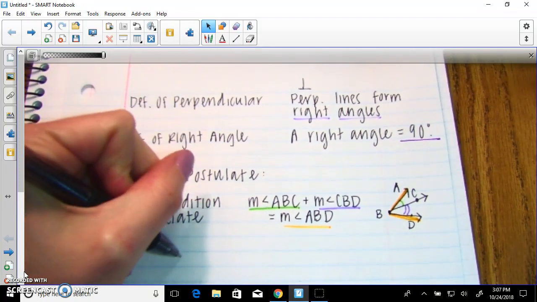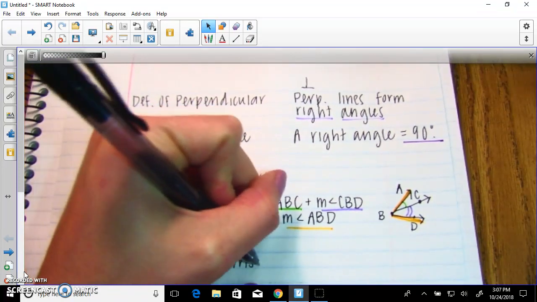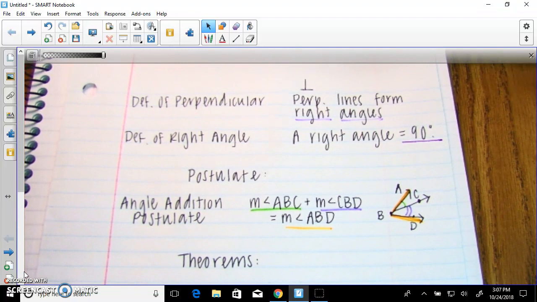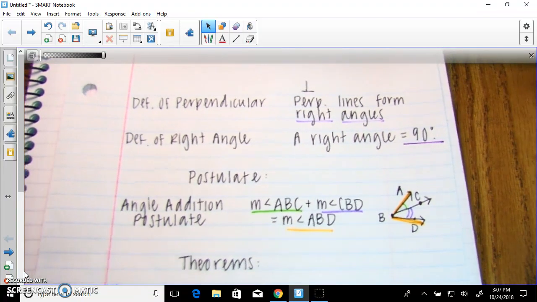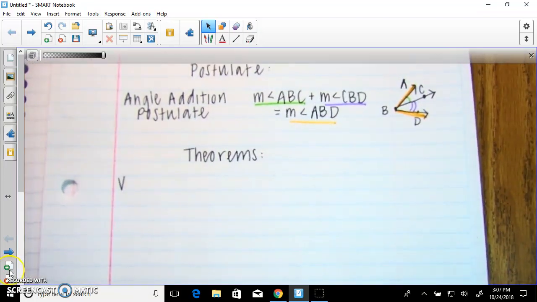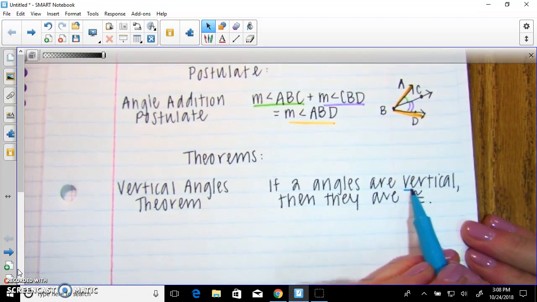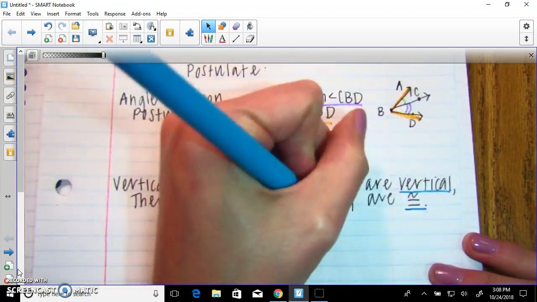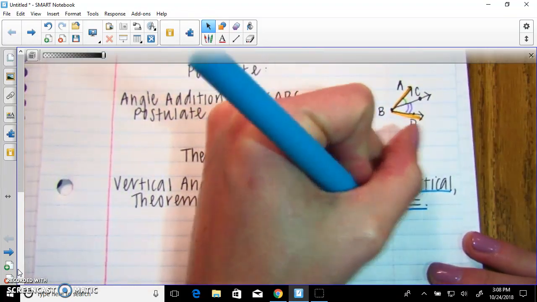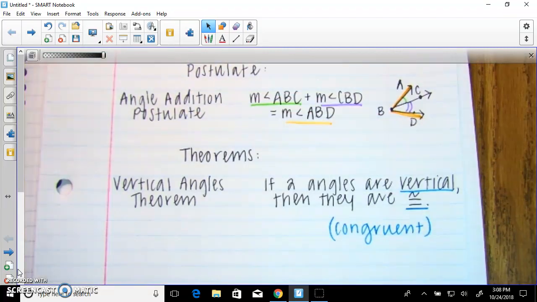Moving on to theorems. All right, so we have the vertical angles theorem. And the vertical angles theorem says this: if two angles are vertical, then they are congruent. So it's not saying that their measures are equal, it's just saying that they're congruent.